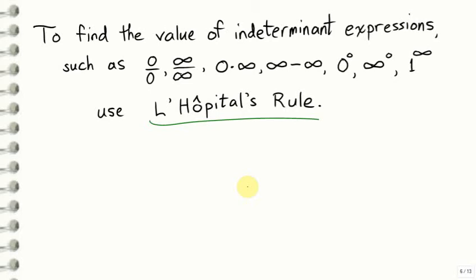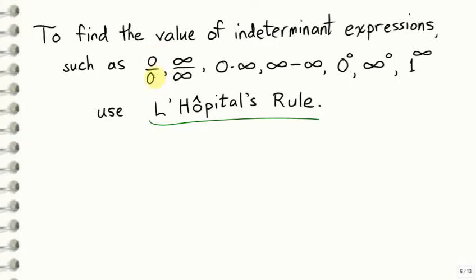This is part 2 of the video lecture for indeterminate forms and L'Hopital's rule. Last time we talked about indeterminate expressions, which are expressions which can take on more than one value depending on the formulas or the functions which got you there. In particular, we mentioned 7 different types of indeterminate expressions.